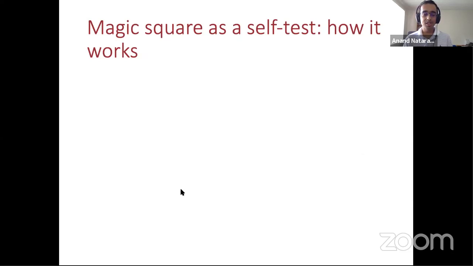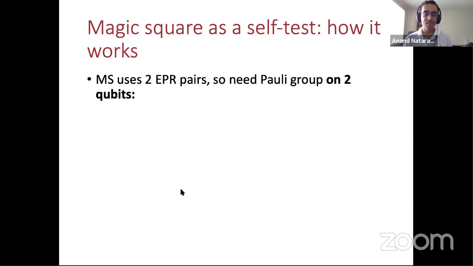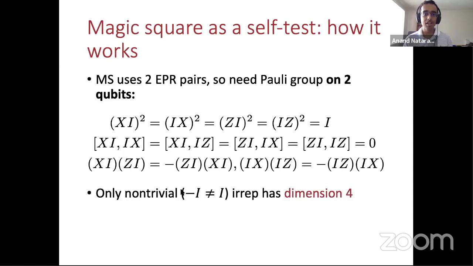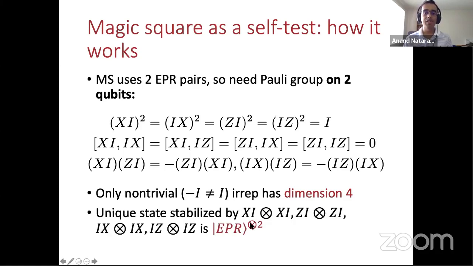Actually, we have to do something a little bit more complicated because it's two EPR pairs and not one. So you have to use the Pauli group on 2 qubits, and that has a set of relations. If you just generalize the 1 qubit relations in a natural way, this is what you get. So I won't say too much about it. The only non-trivial irrep has dimension 4. So this is how you can test for 2 copies of the EPR state.